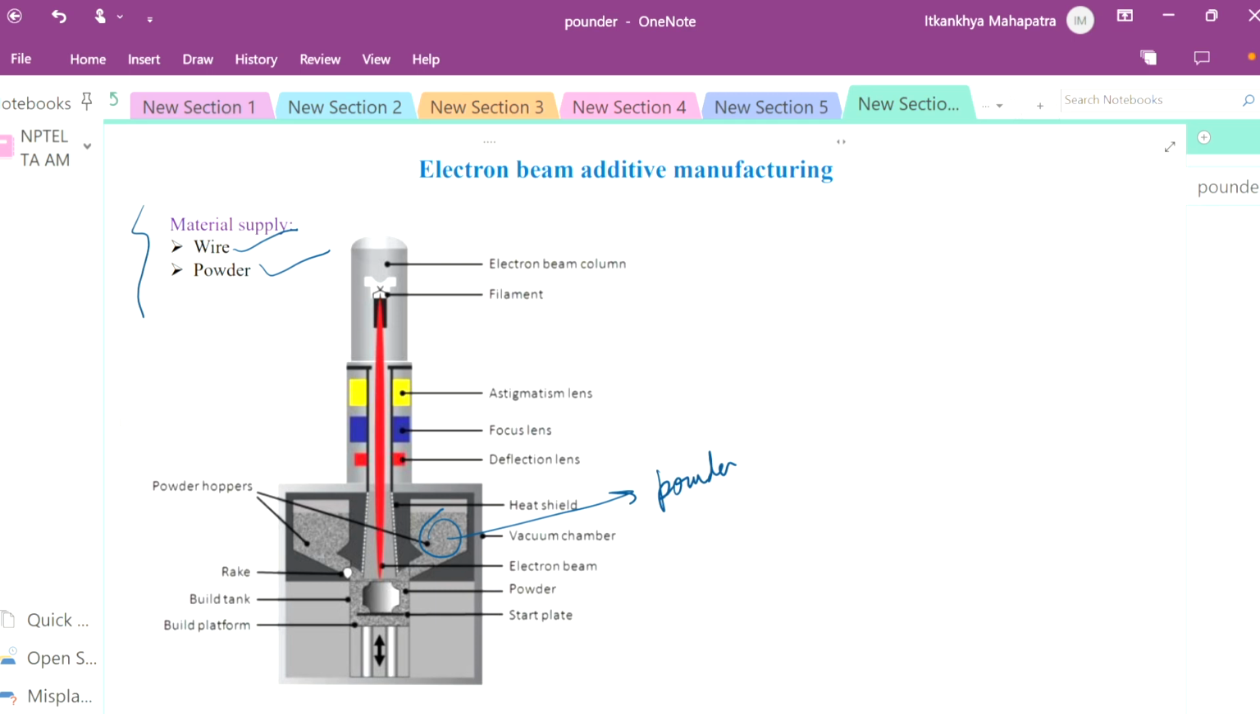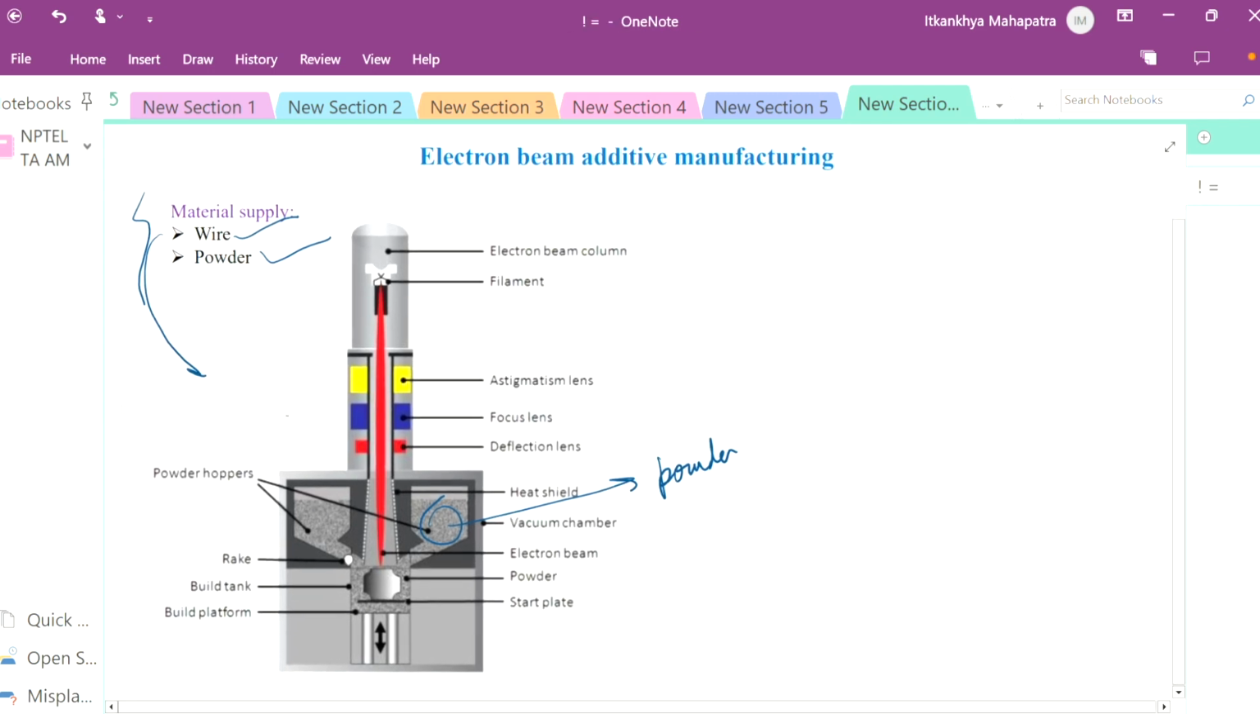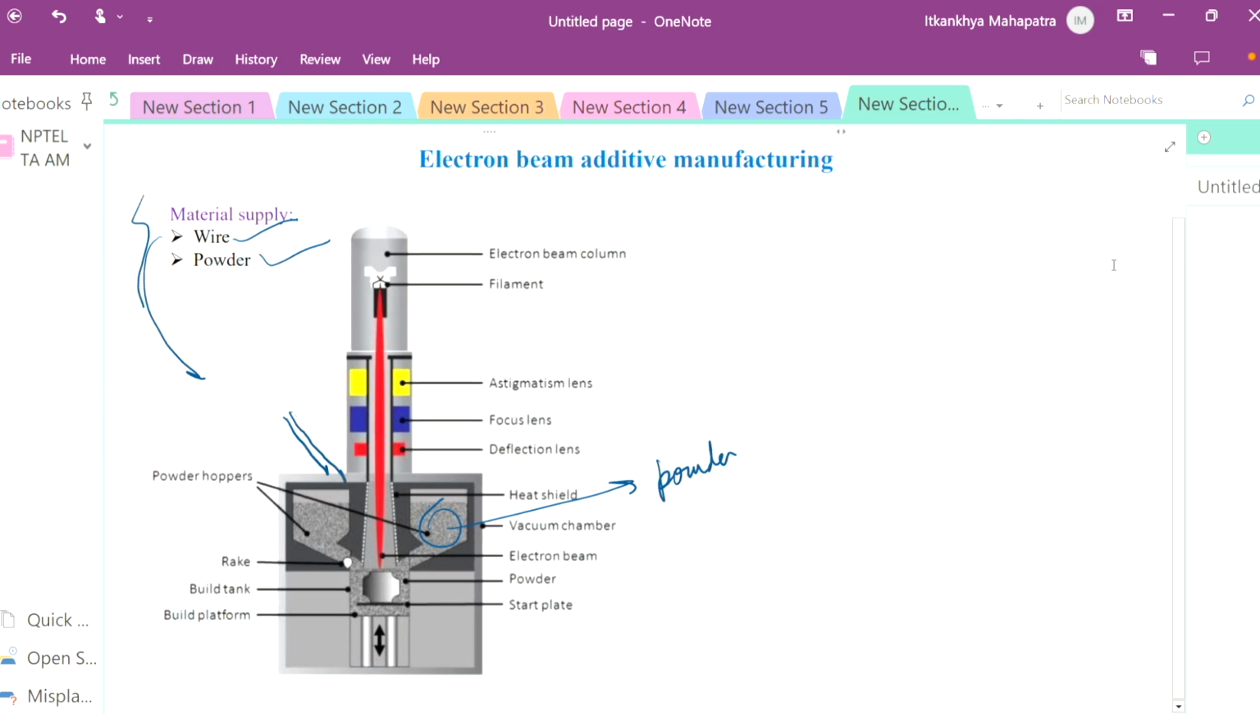So this is in the schematic, this is in the form of powder. Suppose the material is in the form of wire, it has to be supplied from an external source. You can take an example like this. This is a wire, and this is the electron beam.